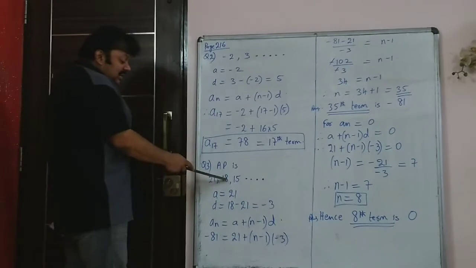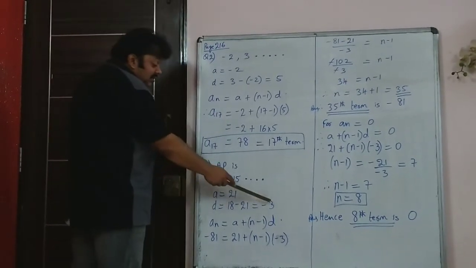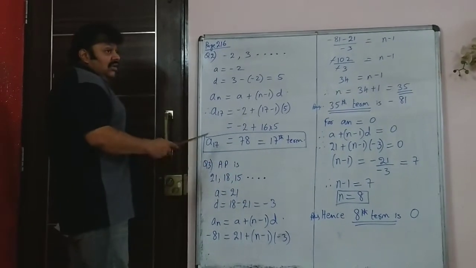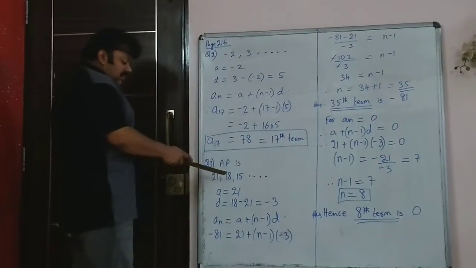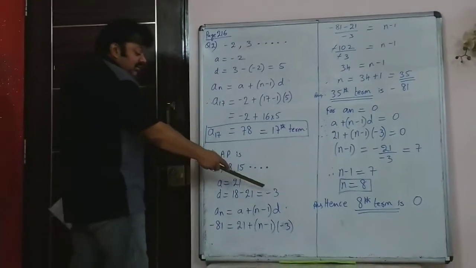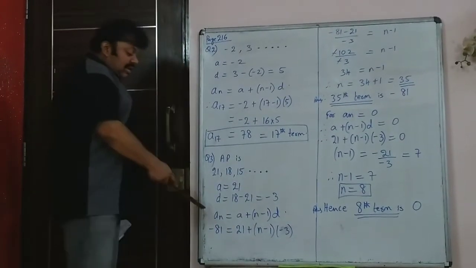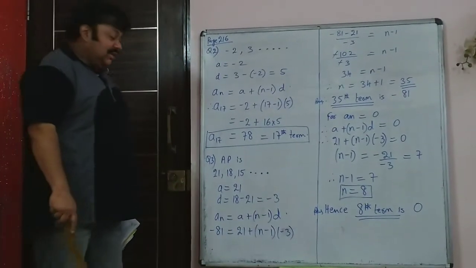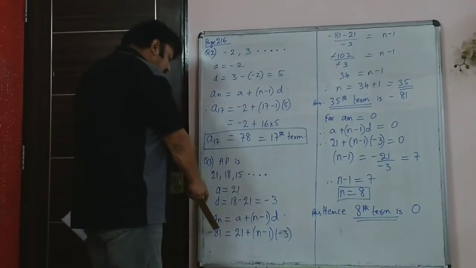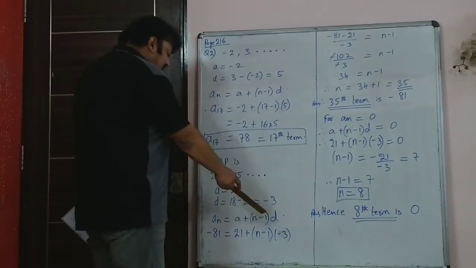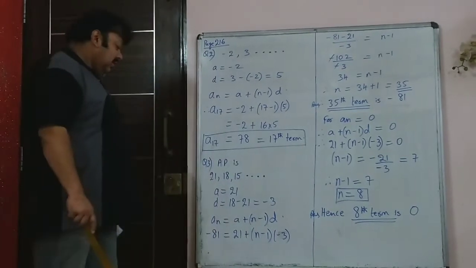Common difference is 18 minus 21, that is minus 3. You can't do it first term minus second term. It is second term minus first term. So 18 minus 21, so minus 3. So An is a plus (n minus 1)d. So minus 81 is 21 plus (n minus 1) into minus 3.